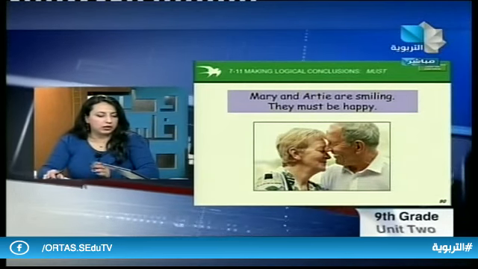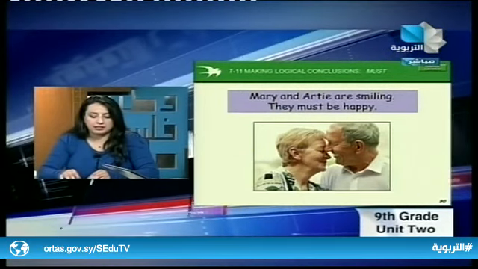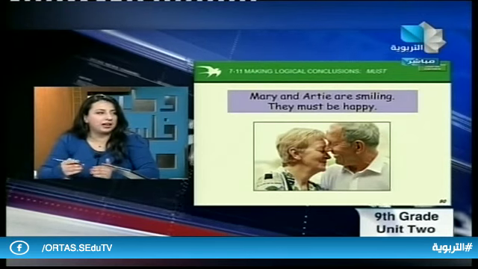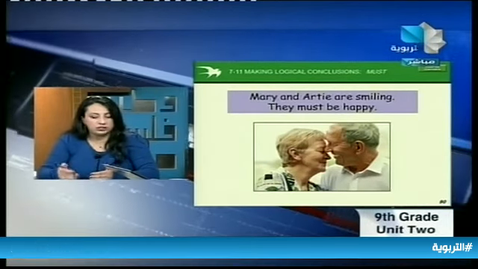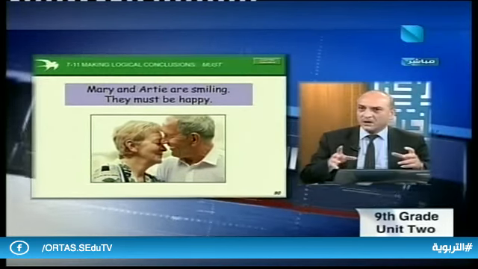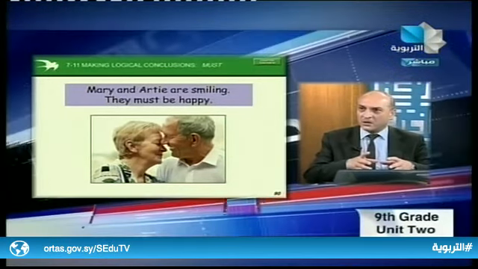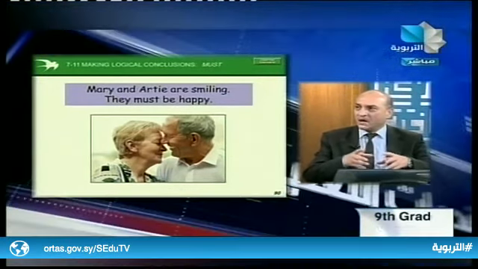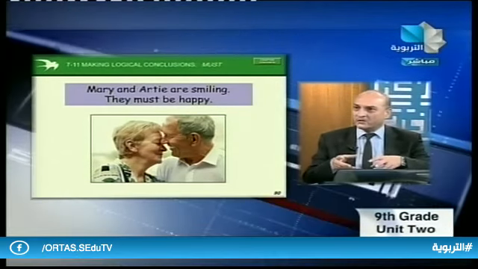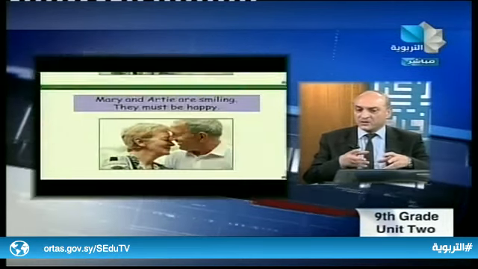We are looking at a picture of two old people. They look happy. Nice elderly people, by the way. Mary and Artie are smiling. Because they are smiling, I am sure I can get a conclusion that they must be happy. Here, must means I am sure. And I hope that our dear students in the Baccalaureate are watching us now, because must here has a different expression, which is not obligation or necessity. It is used here to express something else.